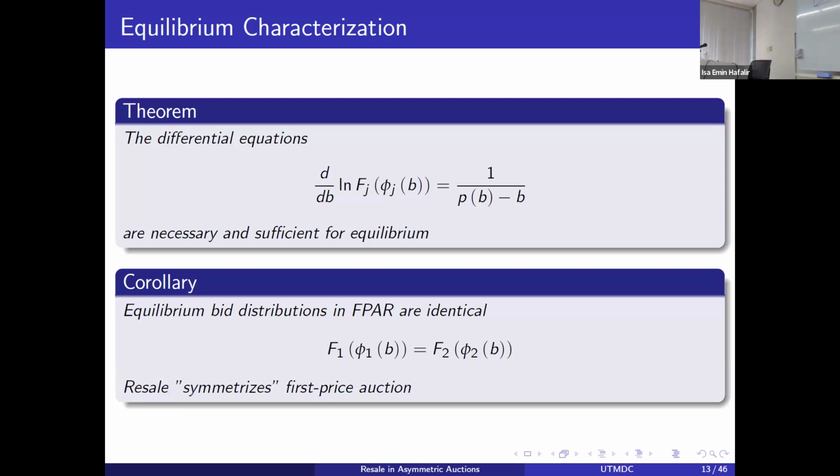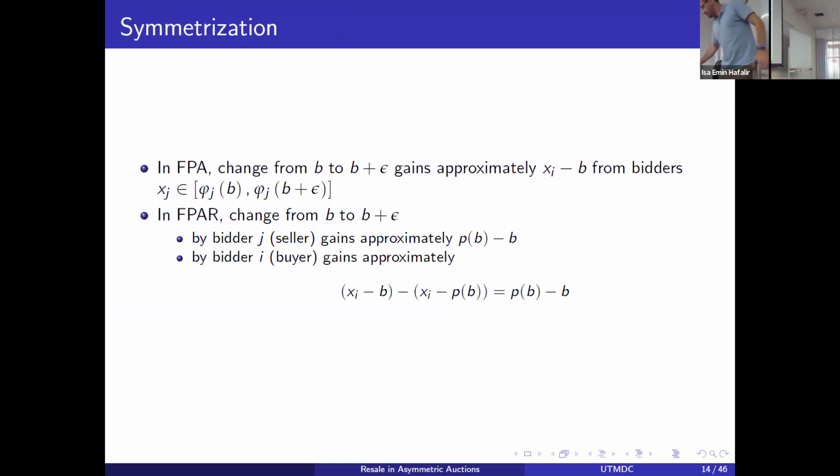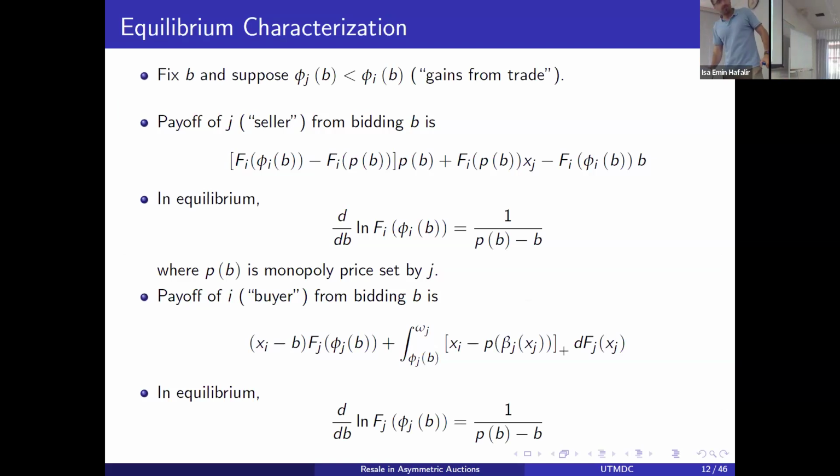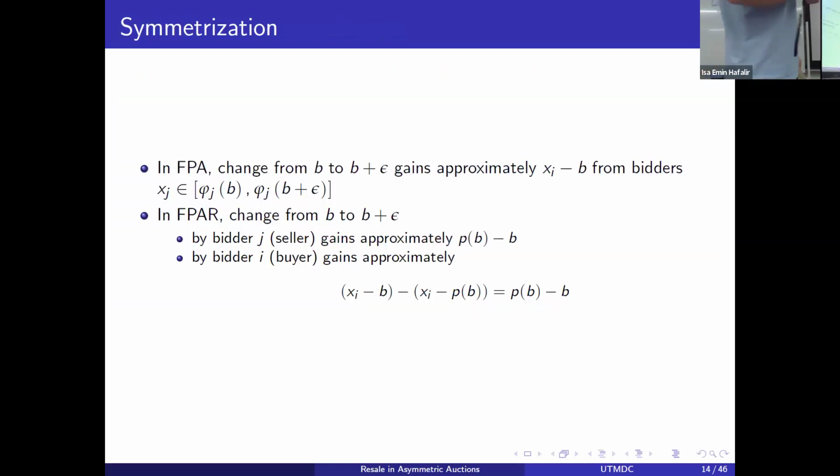And this immediately implies that there is bid symmetrization. Going back to here, we have written this for i, and we have written this for j, and they satisfy the same differential equation. They will have the same initial condition, which is that the bid at 0 is 0. Therefore, they will be the same bid function. All right, so this is symmetrization. And now let me tell you why the symmetrization holds intuitively.